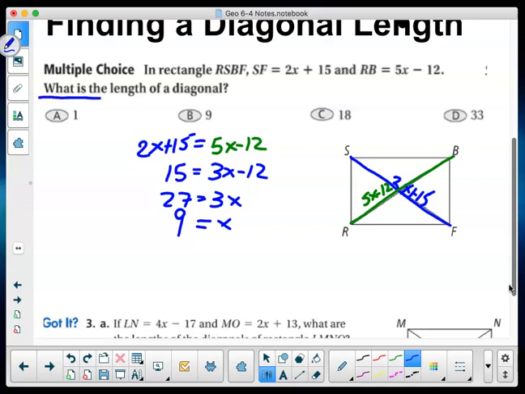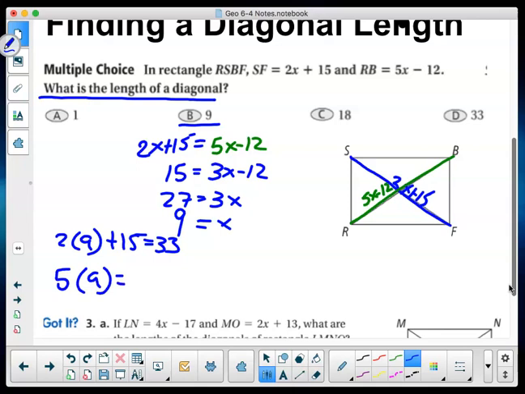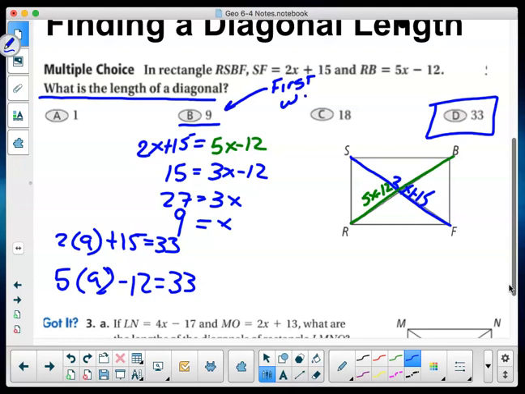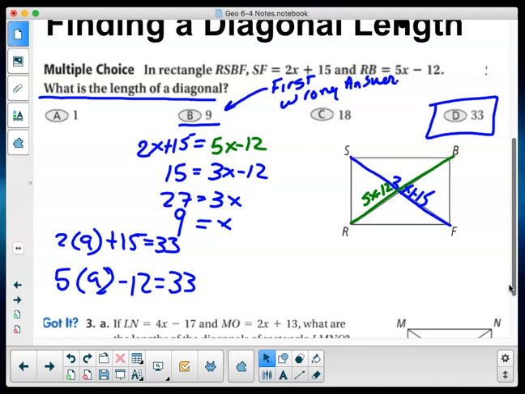But they ask, what is the length of the diagonal? Hey, look, the first wrong answer. So x is 9. So 2 times 9 is 18 plus 15 is 33. Let's double check my work: 5 times 9 is 45 minus 12 is equal to 33. Now, those are 33. Well, it's D. Okay, careful. First wrong answer. Read the question. Make sure you double read.